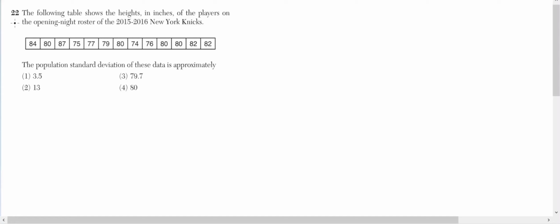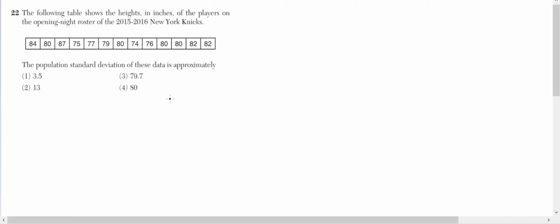Alright, so for number 22, the following table shows the heights in inches of the players on the opening night roster of the 2015-2016 New York Knicks. And we've got several data values here. Looks to be just everything in the 70s and 80s. The population standard deviation of these data is approximately, and we've got 4 choices, 3.5, 13, 79.7, and 80.